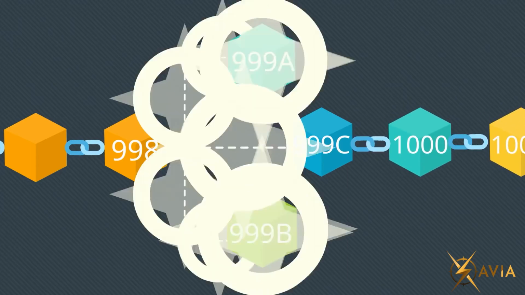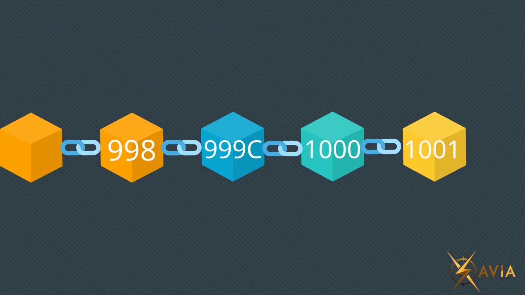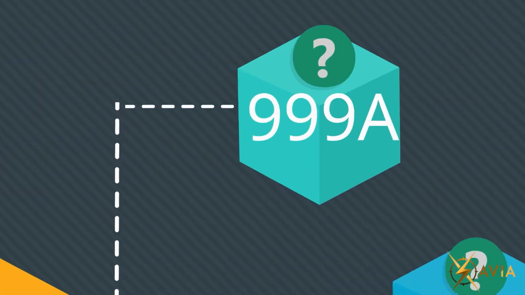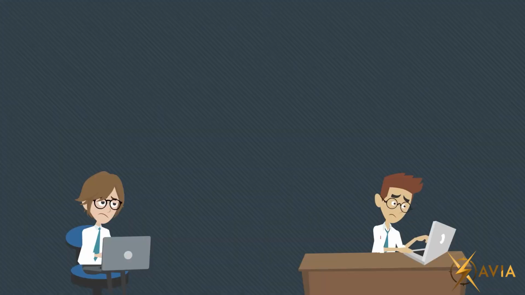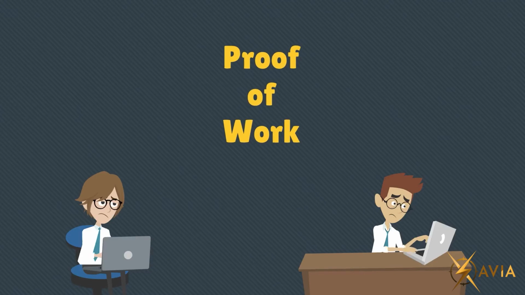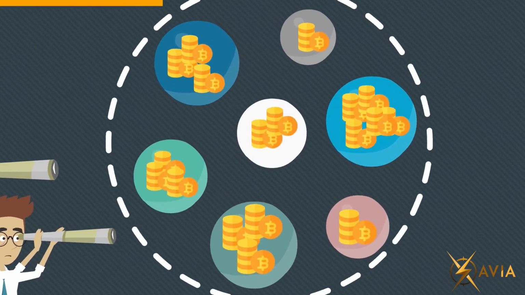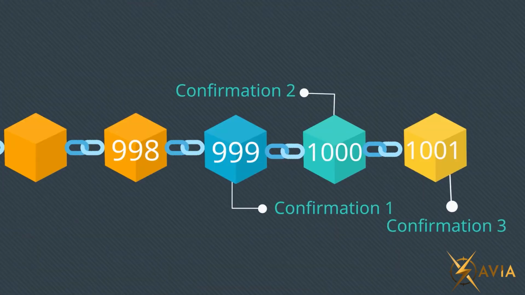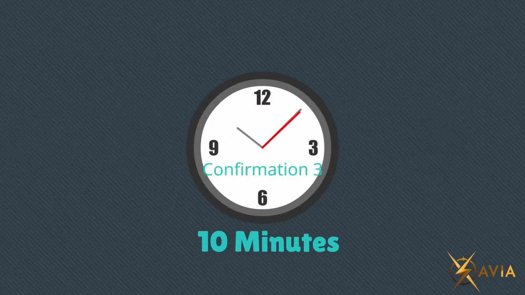Now the longest chain is the one created by 999C, and it will keep on adding other blocks like 1000, 1001 and so on. So what happens to the block 999A and 999B? They have to create the proof of work again with the new set of transactions from the transaction pool. Each confirmation represents adding each block. Each confirmation will take on an average of around 10 minutes or more per block.